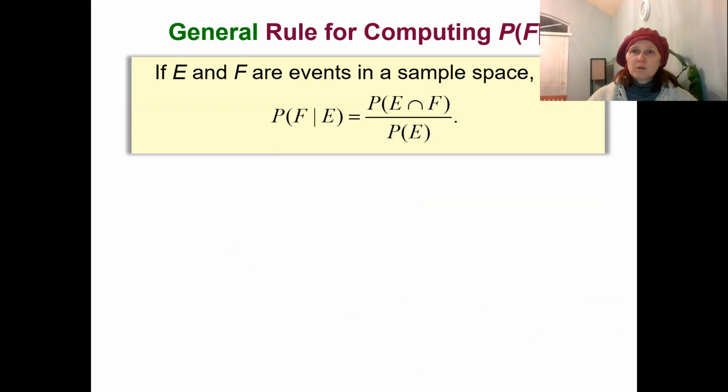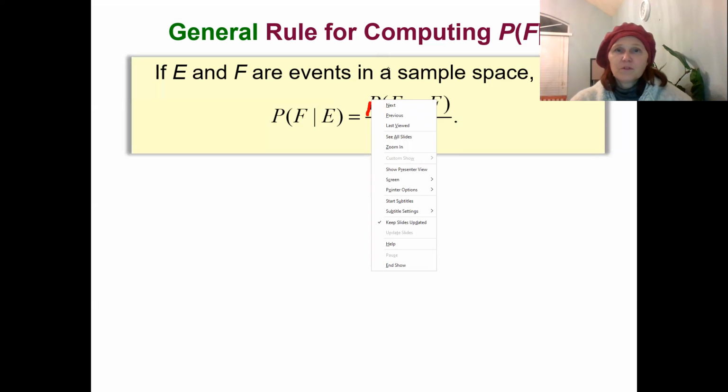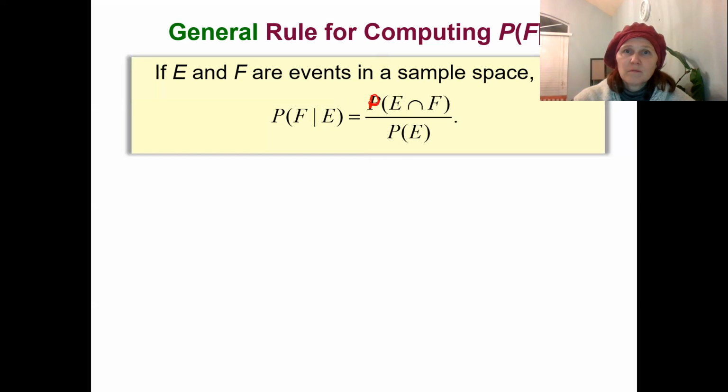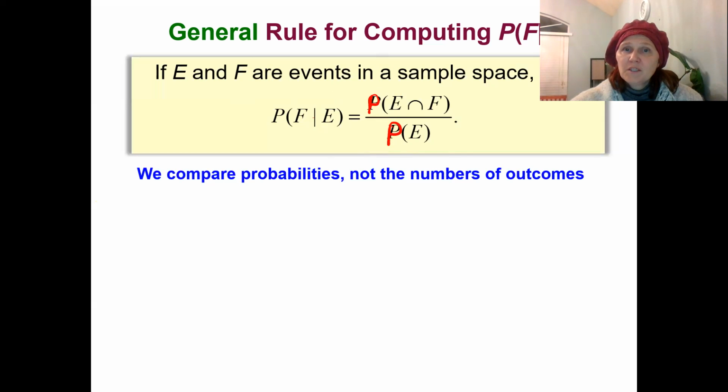General rule for computing probability F given E. So the formula is almost the same. The difference is that now we have not the number of outcomes, but we have here probabilities. Probability of intersection divided by probability of the event E. We compare probabilities, not the numbers of outcomes, and this is the difference of the general rule from the special rule.